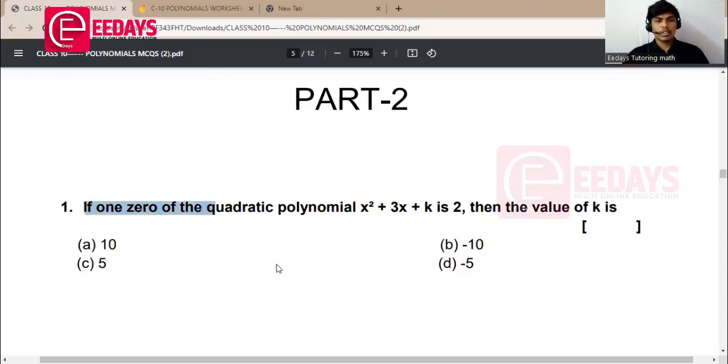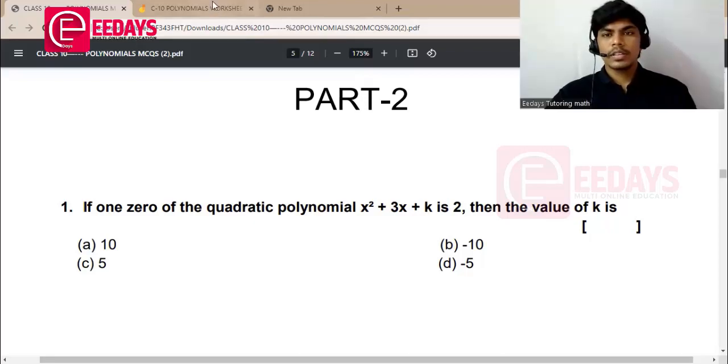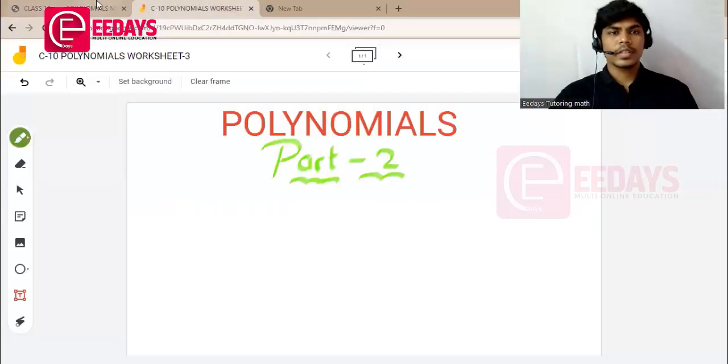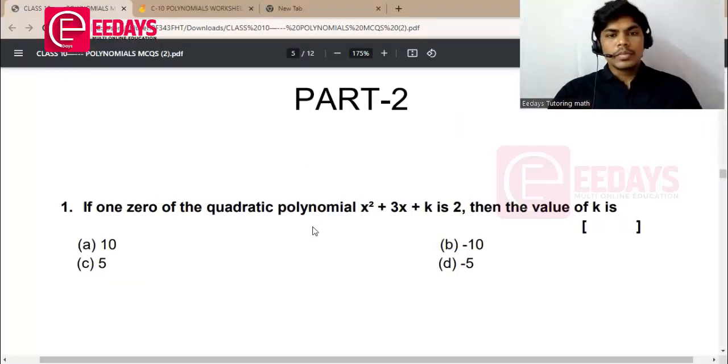First question: if one of the zeros of the quadratic polynomial x square plus 3x plus k is 2, then find the value of k. This model was already repeated in part 1, if you noticed. I think you already know how to do this, right? Tell me how to do this. First of all, one of the zeros given is 2.